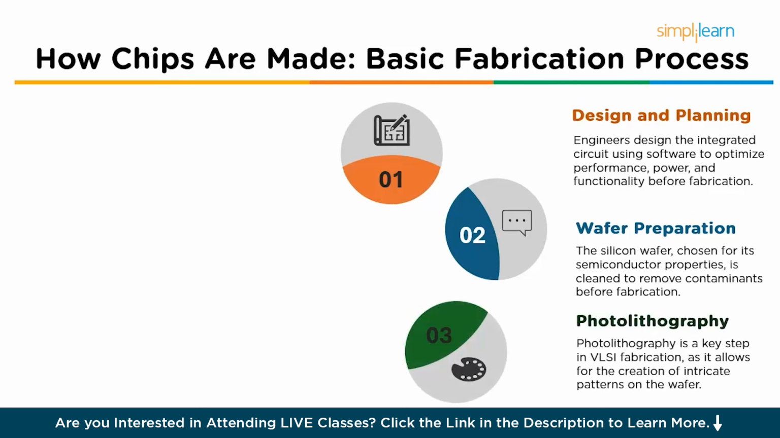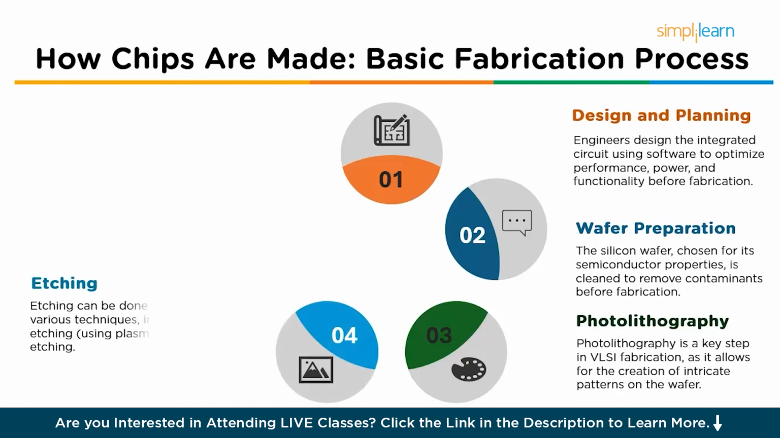So once the wafer is prepared, the next step is photolithography, which is used to transfer the chip's design onto the silicon wafer. A layer of light-sensitive material called photoresist is applied to the wafer. The wafer is then exposed to ultraviolet (UV) light through a mask that has the circuit design. The areas exposed to light undergo a chemical change, allowing the pattern to be developed on the wafer.